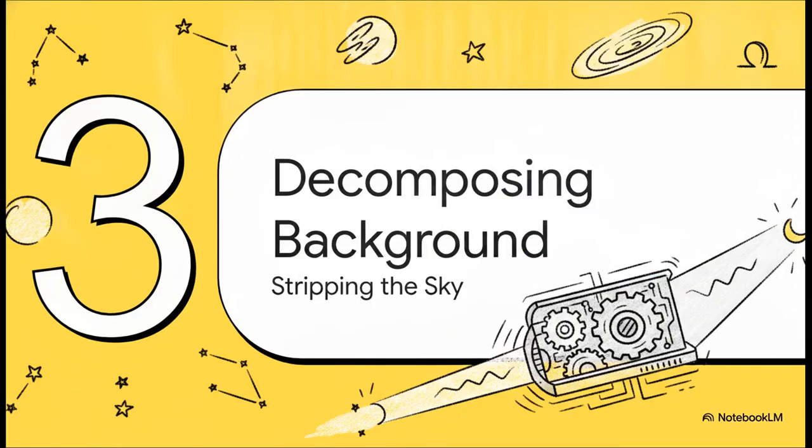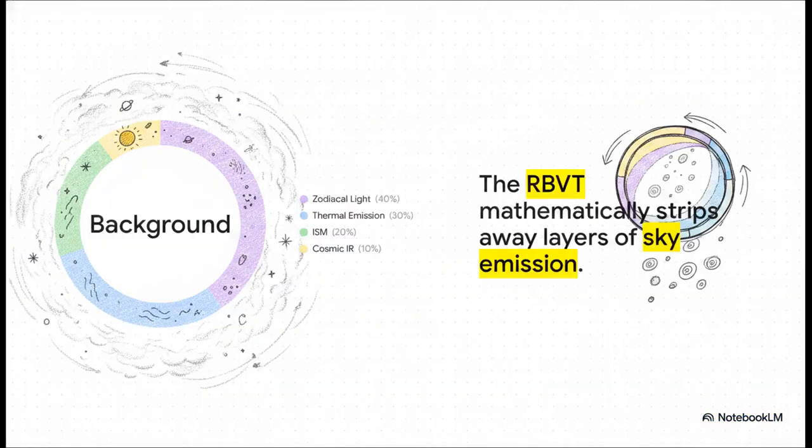Let's jump to Section 3, Decomposing the Sky Background. Think of this process like carefully peeling back layers of the sky. To reveal those super faint targets beneath, the RBVT mathematically strips away different layers of emission because the total background is actually a composite. First, you've got zodiacal light, which is just dust in our own solar system reflecting sunlight. Then you have thermal emission. You also have the Interstellar Medium, or ISM, which is dust and gas within our own Milky Way. And finally, the cosmic infrared background, or CIB, which is the collective glow from unresolved galaxies all across the universe.